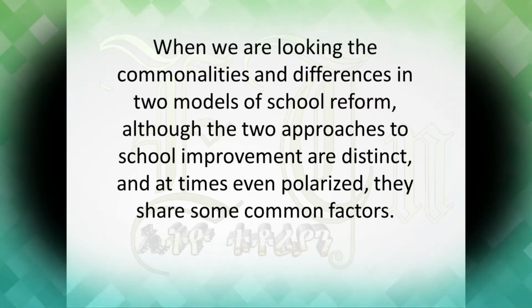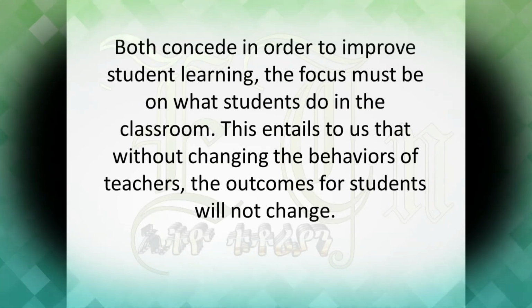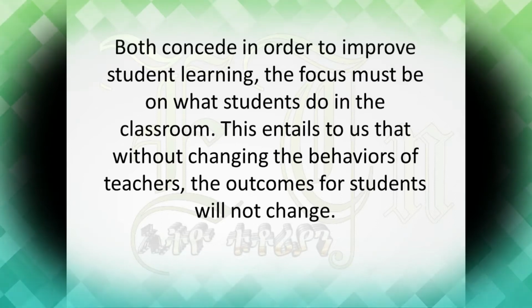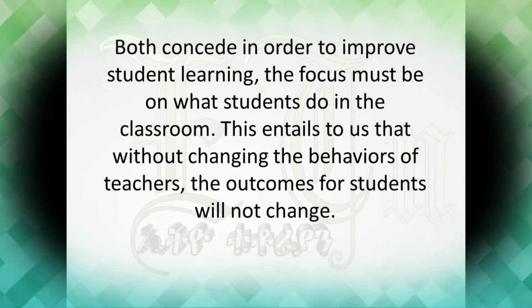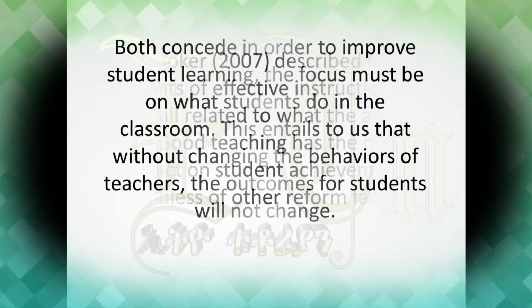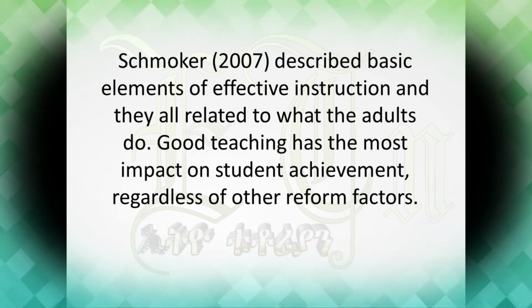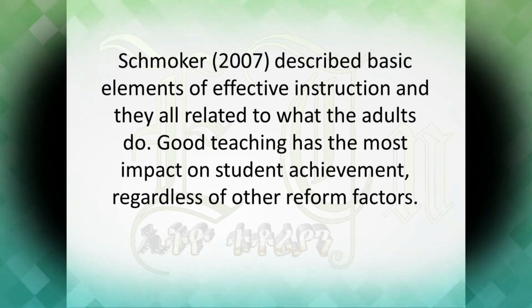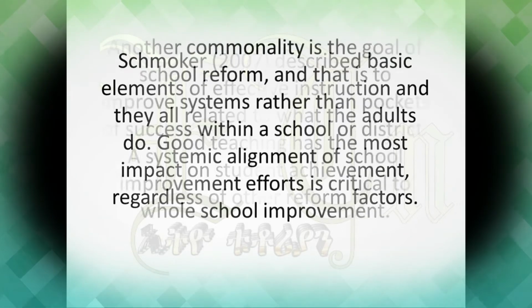When we look at the commonalities and differences in the two models of school reform, although the two approaches to school improvement are distinct, and at times even polarized, they share some common factors. Both concede that in order to improve student learning, the focus must be on what students do in the classroom. This entails that without changing the behaviors of teachers, the outcomes for students will not change. Schmoker, 2007, described basic elements of effective instruction, and they all related to what the adults do. Good teaching has the most impact on student achievement, regardless of other reform factors.